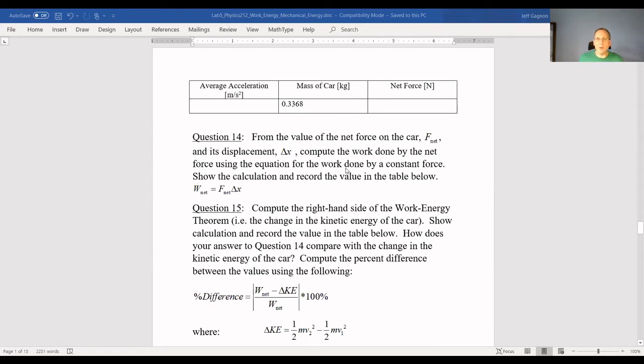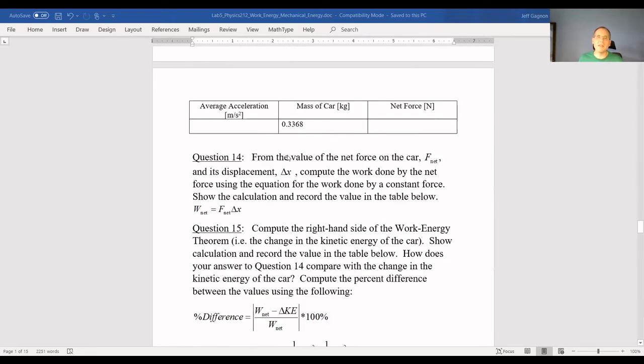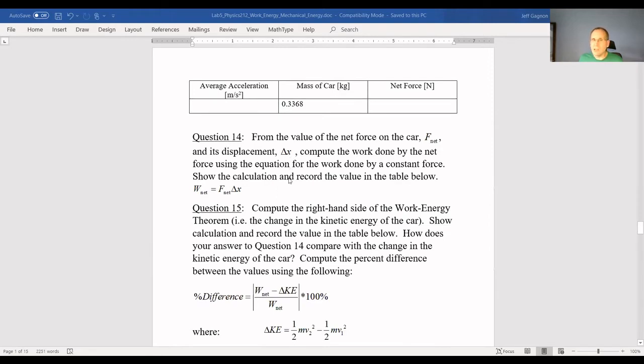Okay, once you have that net force, and we know the displacement, that's 0.6, and we know the angle between those two values, since the net force is simply going to be the tension, the displacement is along the track. So the angle between those two is 0 degrees. So really this should have times cosine of the angle, but cosine of 0 is equal to 1. So the net work is simply equal to the net force times the displacement, times 1.